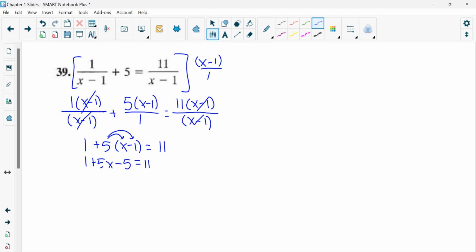Combine our like terms here. 1 minus 5 is negative 4. And then we will get the x by itself by adding 4 and dividing by 5. So we would get x equals 3. We go up and look at what our restriction would be. Our restriction would be x cannot equal positive 1. Our answer is not 1, so we have a good solution at 3.